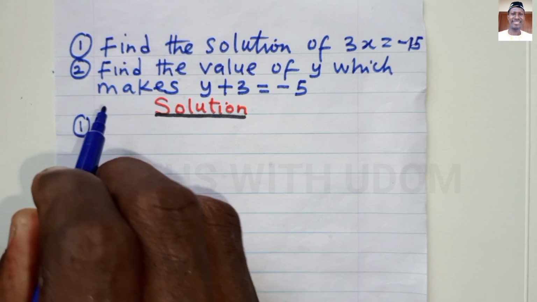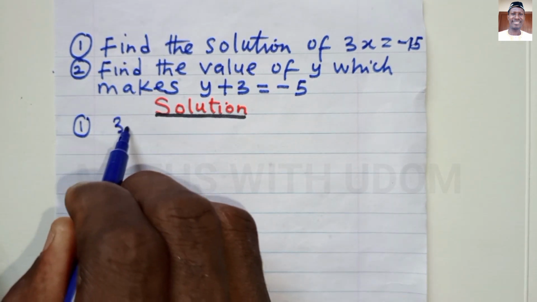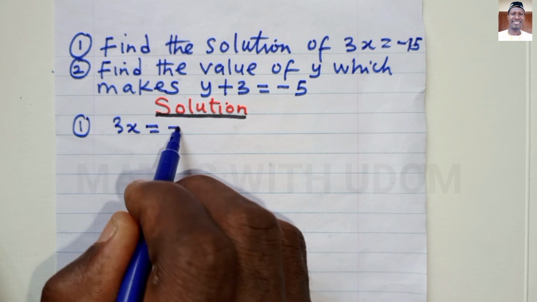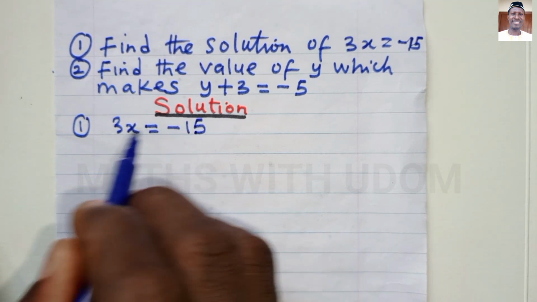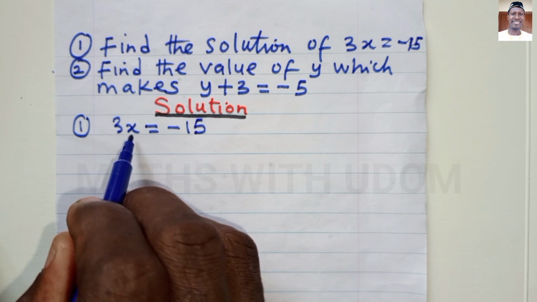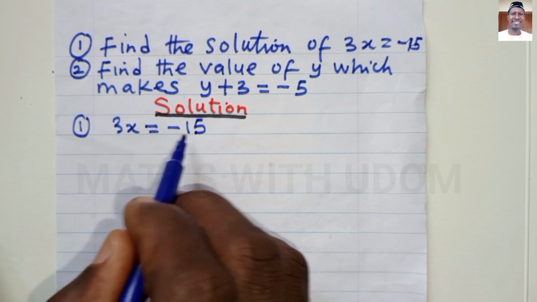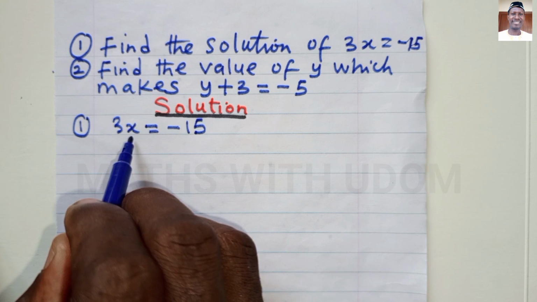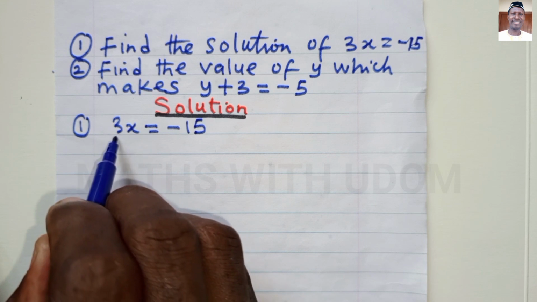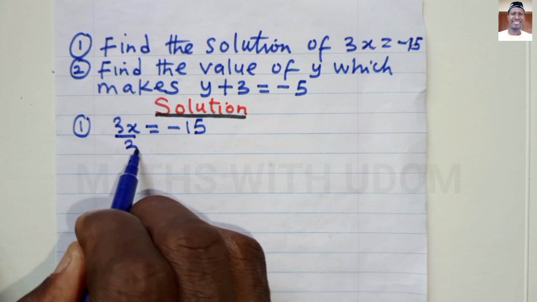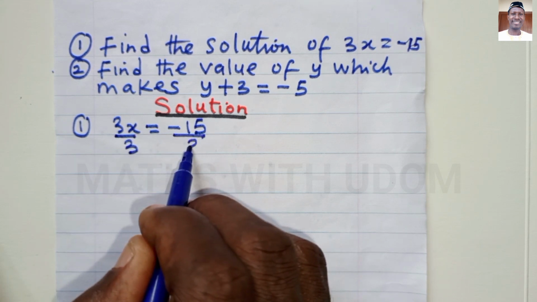Question 1. Find the solution of 3x equals minus 15. We are looking for the value of x. So what we need to do is divide both sides of the equation by the coefficient of x, which is 3. So I'm going to divide the left hand side by 3, and the right hand side by 3.